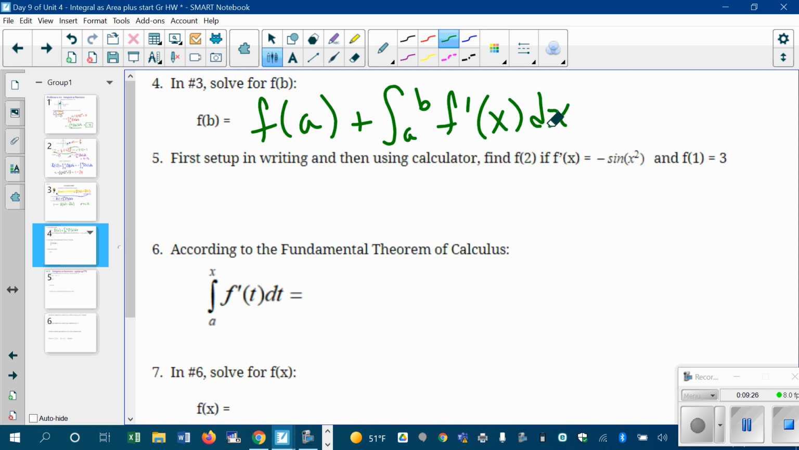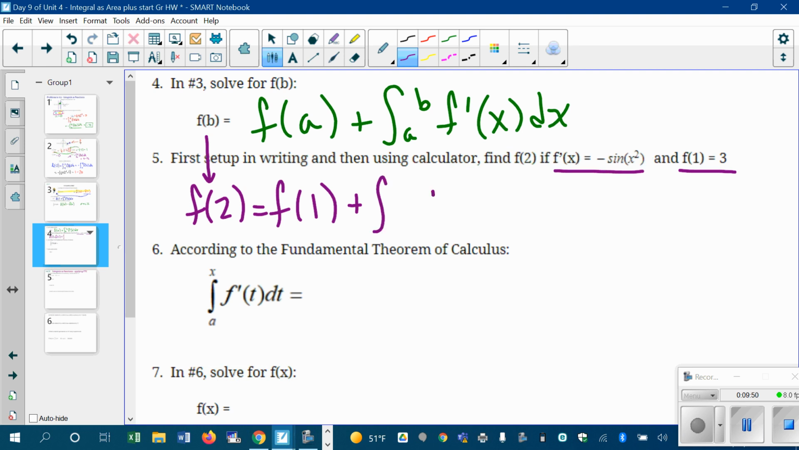Okay, so now I have an idea of how I could go about finding different points on a function if I know about the rate of change and I know a different point. So this is asking me to find f of 2. So think of that as my f of b. And I know f of 1. And I know f prime. So I'm going to take my f prime here. Instead of writing f prime, I'm going to actually write the equation. And my bounds are going to be 1 and 2.